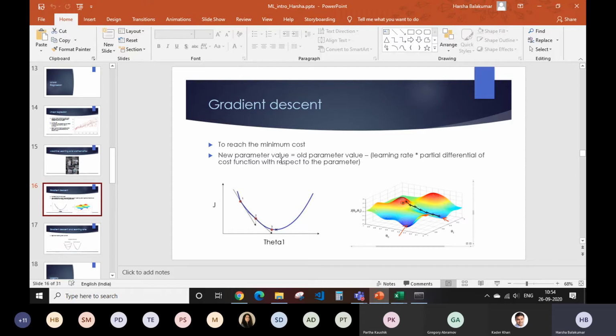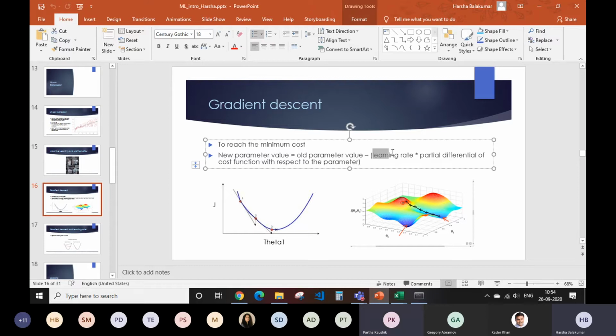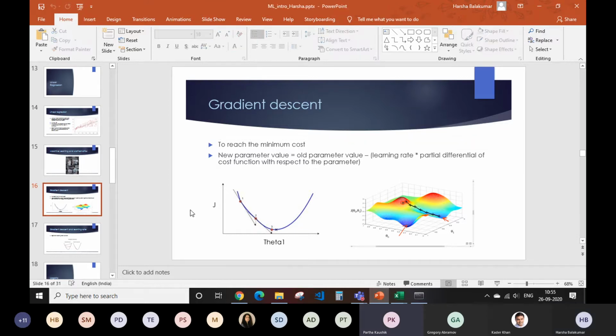It takes the old parameter value. Say, for example, we took m to be 1.5, and then it takes a partial differential of the cost function with respect to the parameter. And there's another one. You must have at least 2 points before you can apply a partial differential.